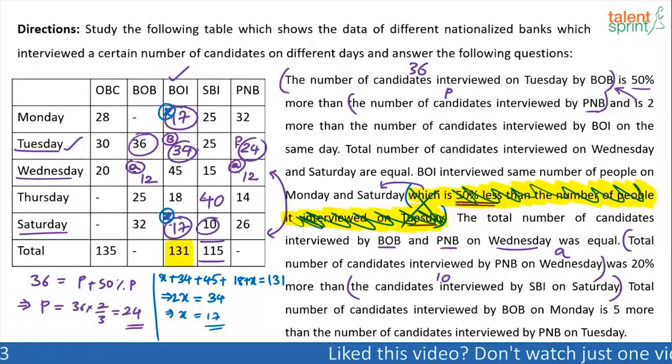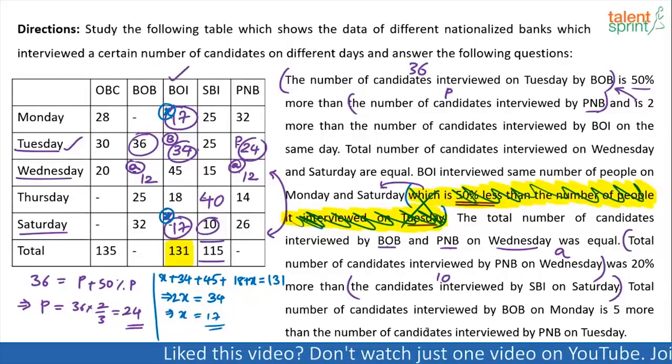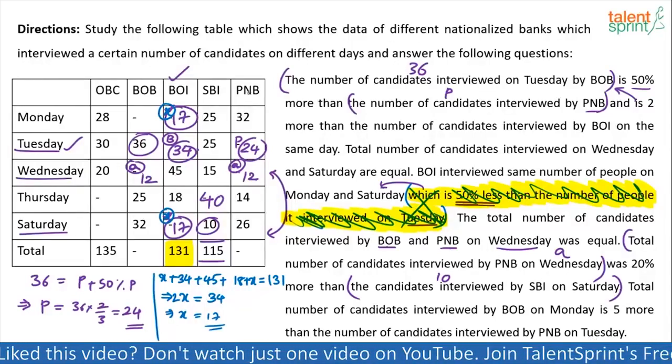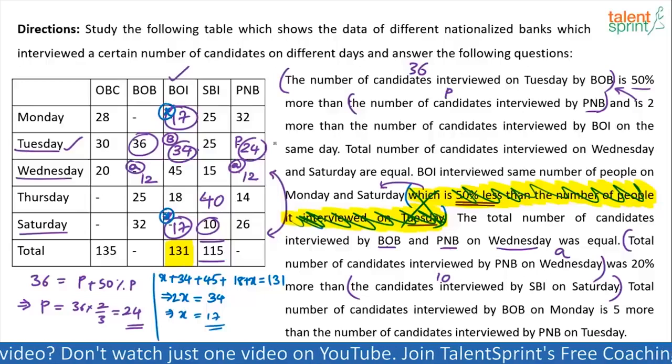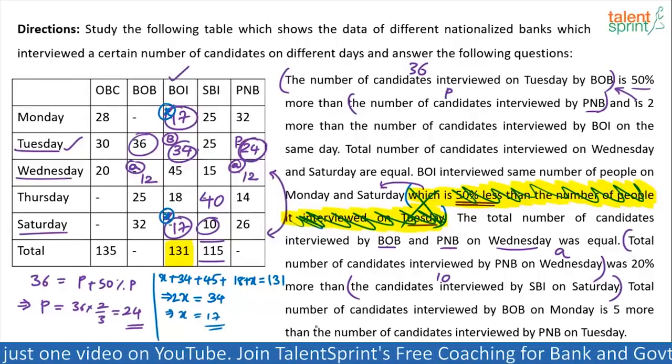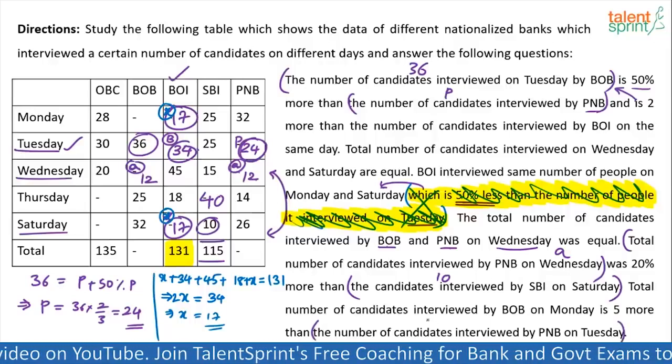Next point. Total number of candidates interviewed by BOB on Monday is 5 more than the number of candidates interviewed by PNB on Tuesday. Now, what's the number of candidates interviewed by PNB on Tuesday? PNB on Tuesday is 24, right? So 5 more than 24.